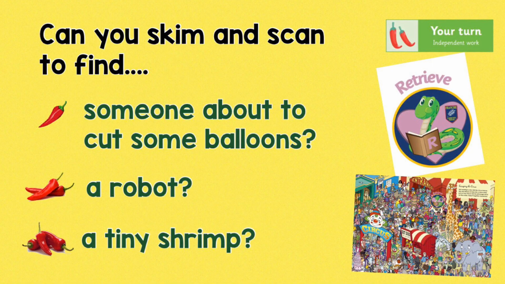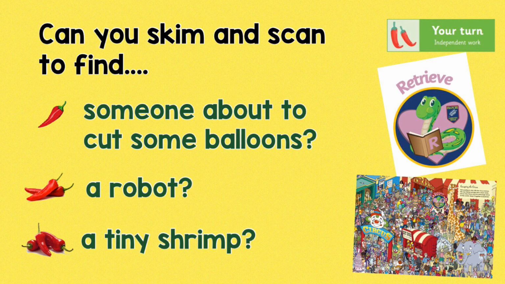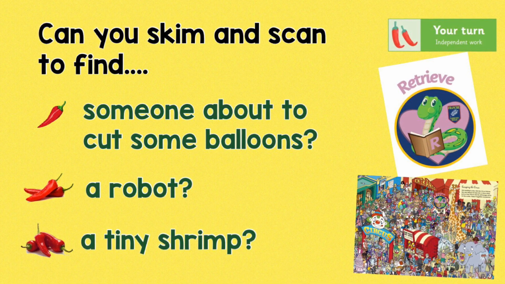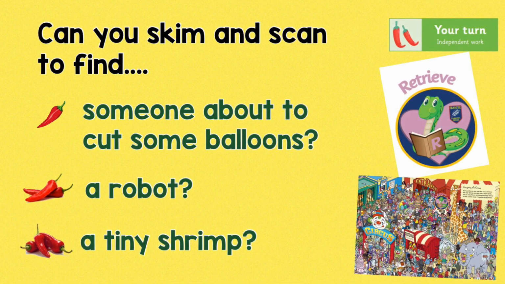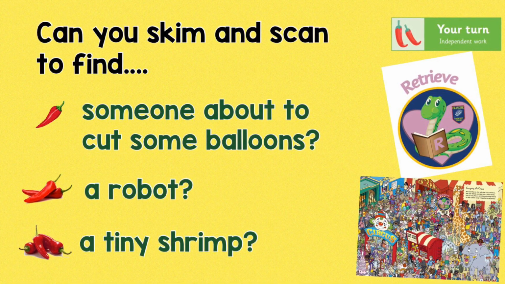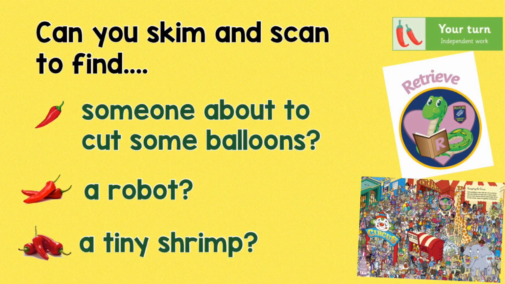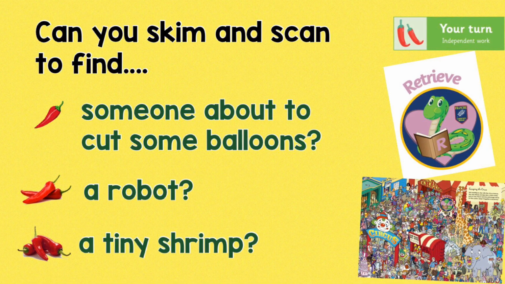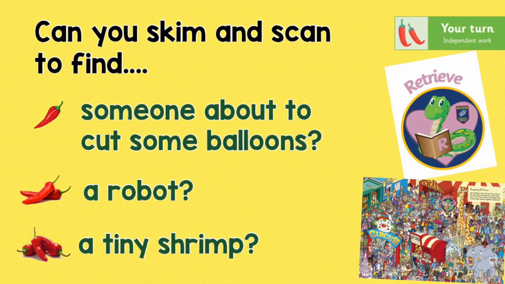As well as skimming and scanning to find words in books, search and find books like Where's Wally can be really useful for practicing your skimming and scanning skills. So today, your first activity is to have a look at a circus scene and see if you can skim and scan across and down the page to find the things listed here.